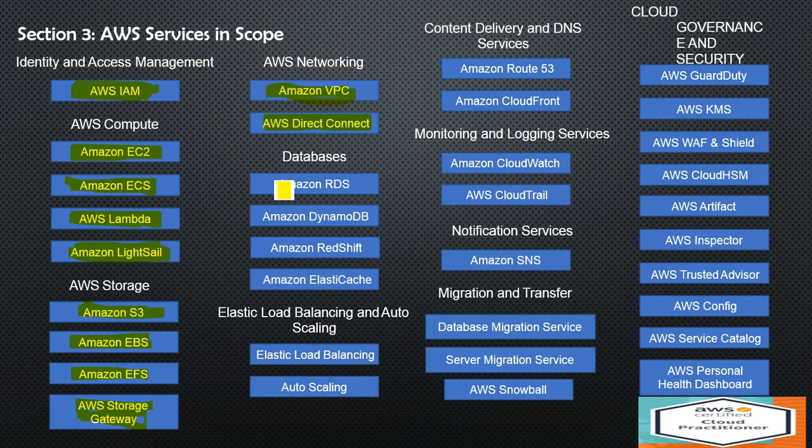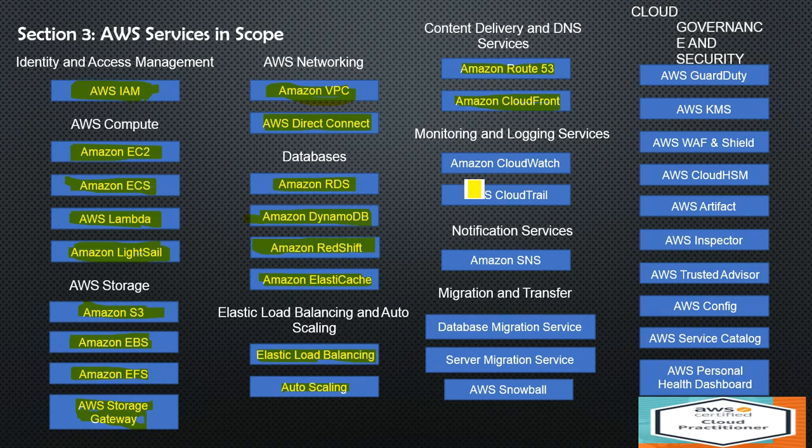And then in database, you have the Relational Database Service, RDS. Then you have Amazon DynamoDB, Amazon Redshift, and what else? You have ElastiCache inside database. And then for load balancing and auto scaling, you have Elastic Load Balancer and the auto scaling concepts. We will go through this one by one, and also I'll try to cover some labs. Then inside the content delivery and DNS section, you have Amazon Route 53, the DNS service from Amazon, and Amazon CloudFront.